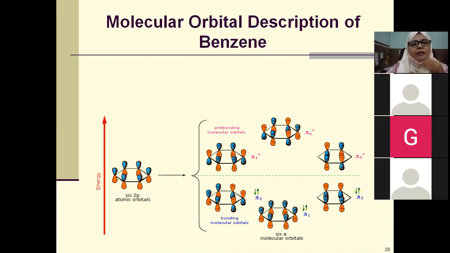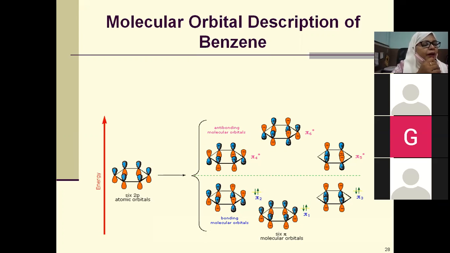पहले कभी भी lower energy level fill होता है, then the higher energy level. So bonding molecular orbitals are always at lower energy level than anti-bonding molecular orbitals. So you can see that in the diagram, the green line divides the bonding and anti-bonding molecular orbitals. नीचे वाले जो है वो सब bonding molecular orbital है और green line के ऊपर जो है वो सब anti-bonding molecular orbital है.